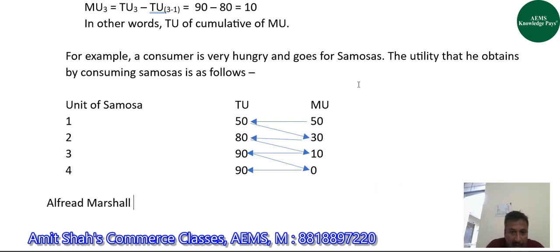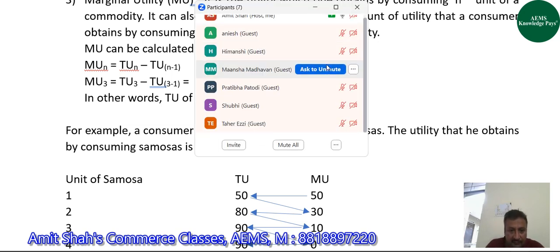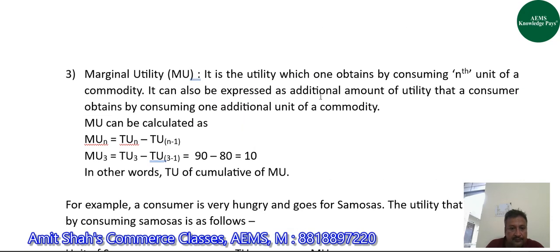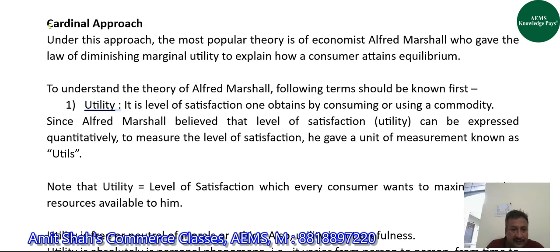These arrows represent that TU is cumulative of MU. I hope, guys, you are understanding. Yes or no, all? Sarthak? Correct? Tahir, Rahmatullah, Anish, Mansha, Shubhi, Himanshi, Aryan. Yes, sir. Okay, so where do you have to start from, guys? From here, right? Start noting it down from here.